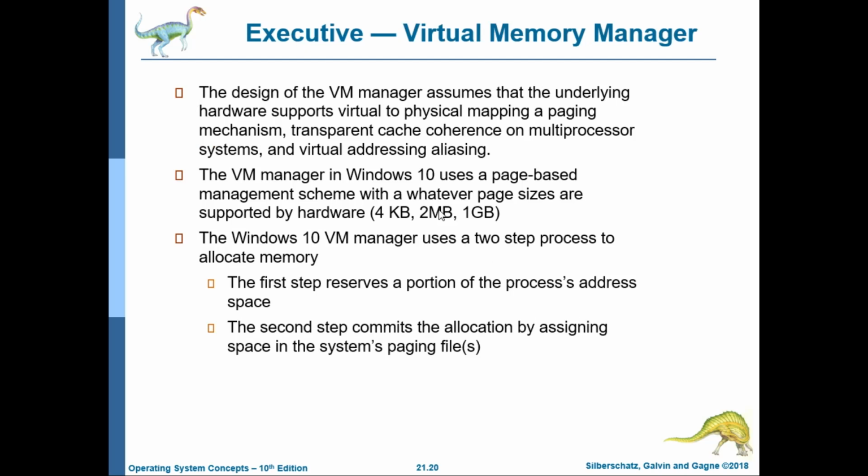So for the virtual memory manager under executive, the design of the virtual memory manager assumes that the underlying hardware supports virtual to physical mapping, a paging mechanism, transparent cache coherence on multiprocessor systems, and virtual address aliasing. So the VM manager in Windows 10 uses a page-based management scheme with whatever page sizes are supported by the hardware. So it can be 4 kilobyte, 2 megabyte, or 1 gigabyte, as big as that. And then the Windows 10 VM manager uses a two-step process to allocate memory. So the first step reserves a portion of the process's address space. And then the second step commits the allocation by assigning space in the system's paging file or files.